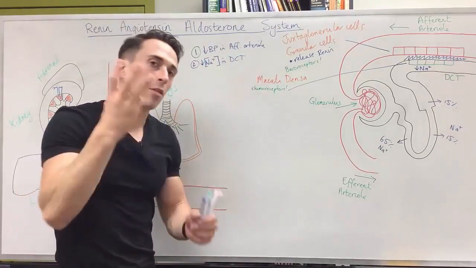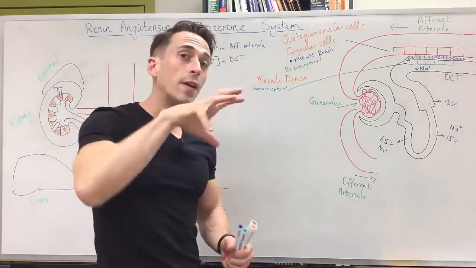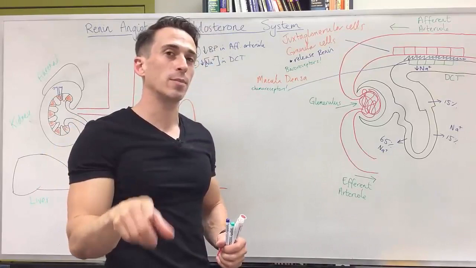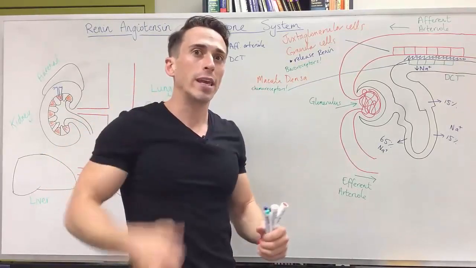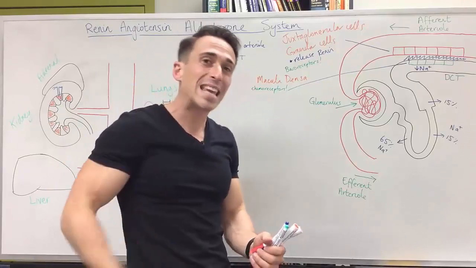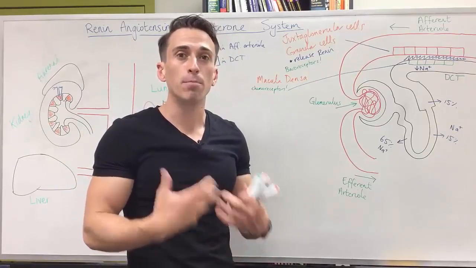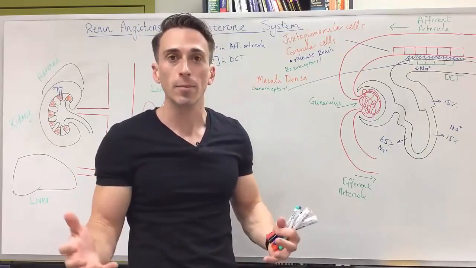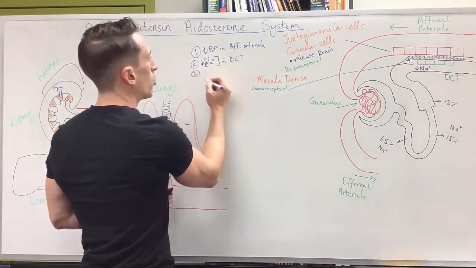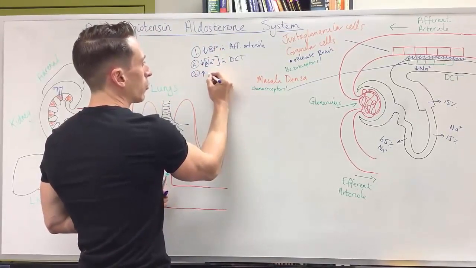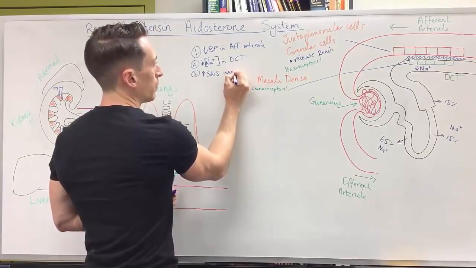Okay? Now there's a third thing that stimulates the release of renin, and it is direct innervation from the sympathetic nervous system. That's the fight or flight system. Think about that. In times of fight or flight, we want to increase our blood pressure. Why? Because it means our heart can deliver more blood to the muscles so it can fight or run away. And so this is the third way in which renin is released: increased sympathetic nervous system innervation.